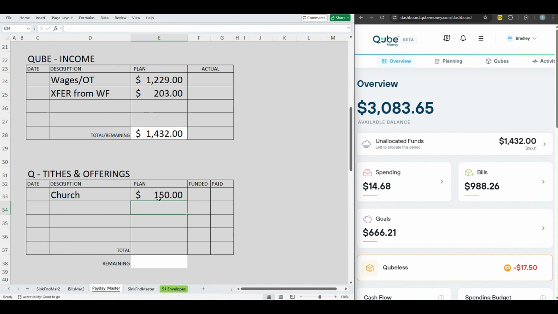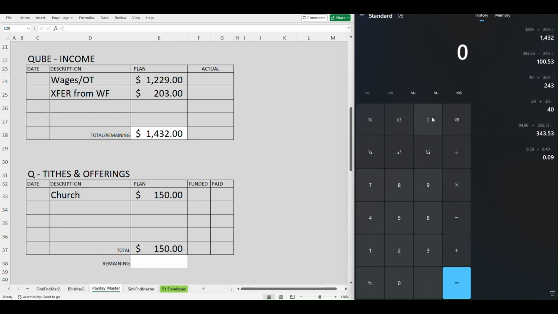Then moving down to tithes and offerings, I put 150 in, and so the total is 150. I can take my calculator and take 1432 minus 150, and that should be the money that I have remaining, which is 1282.